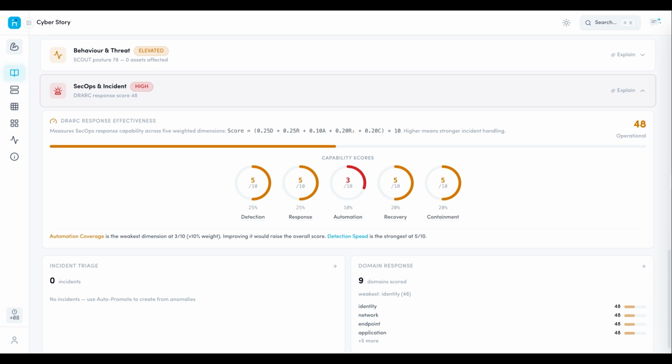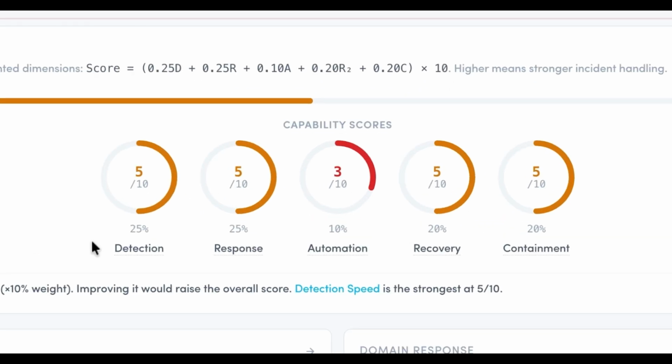DRARC and Scout are about your environment. DRARC is about your team. It measures how effectively your organization detects, responds to, contains, and recovers from threats. And unlike the first 2 scores, which are based on qualitative assessments of issues and threats, DRARC is built almost entirely from hard operational metrics, numbers your tools already produce. 5 dimensions go into it.